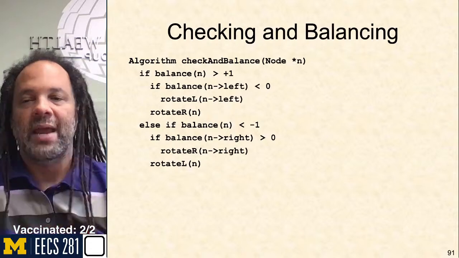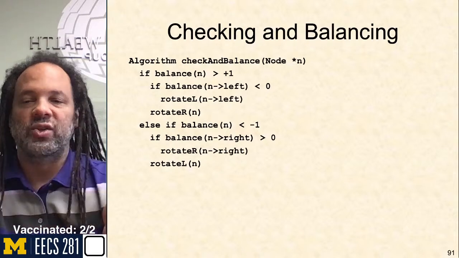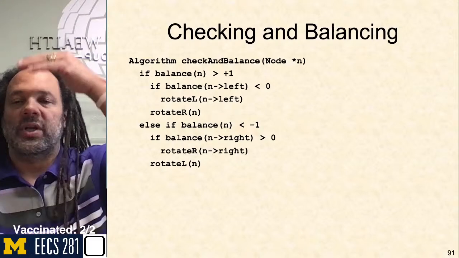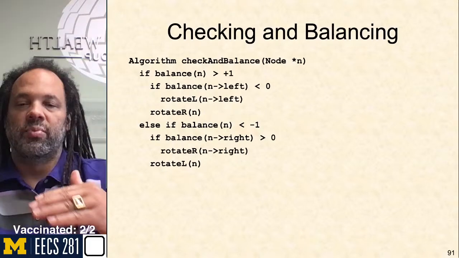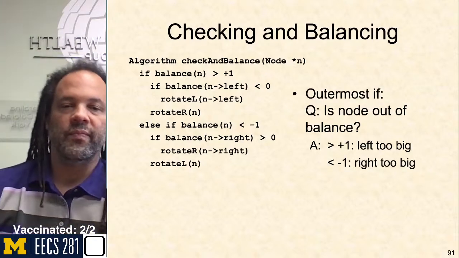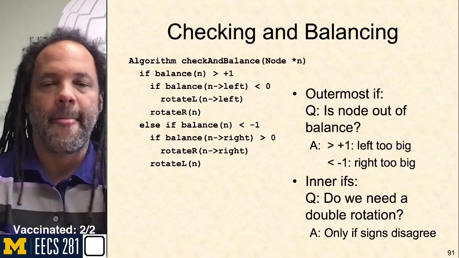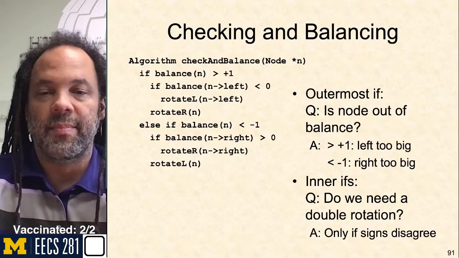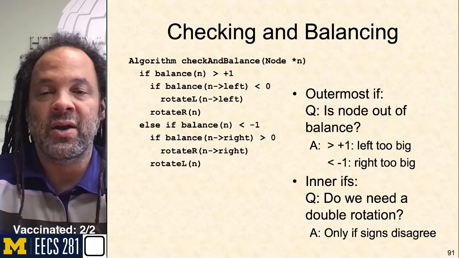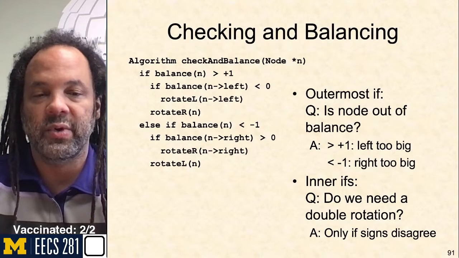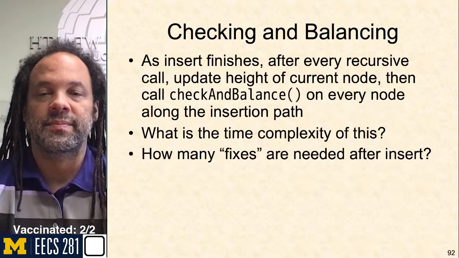So you're going to do a check and balance as you work your way back out the call stack. When you do an insertion, you recurse down to the insertion point and you check and balance your way back up. So we've got this outermost if that tells us if we're going to do a rotation there, and then the inner ifs check to see if we've got a double rotation set up. If the signs disagree, then we do the double rotate.